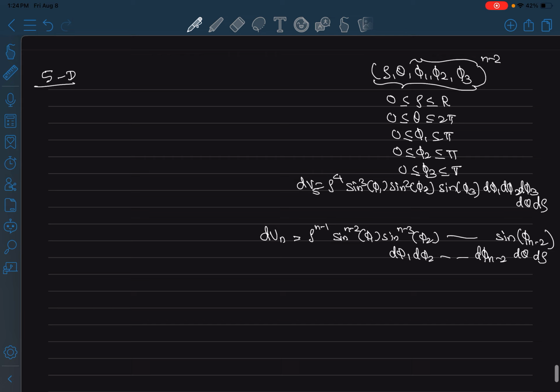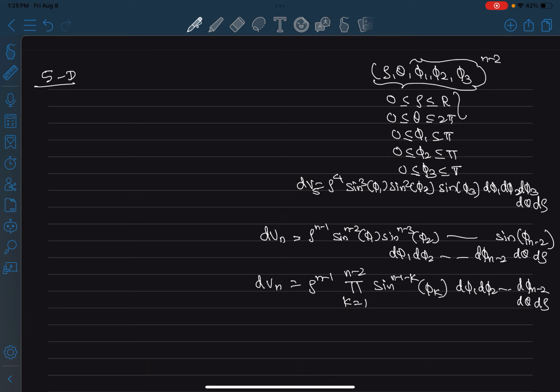Now that you have this, you can also write it in product notation, as a product from k equals 1 to n minus 2 of sine to the power n minus 1 minus k of phi k, and then the last is just 1. Then d phi 1, d phi 2, up to d phi n minus 2, d theta, d rho. Okay, now we know how this volume element changes in the spherical coordinate system, right? And the limits will just be perfect.